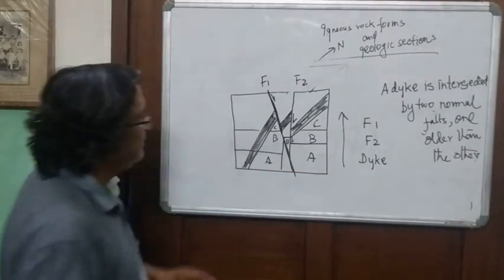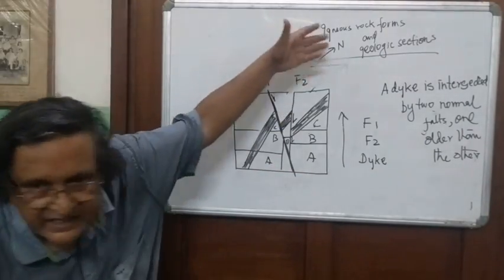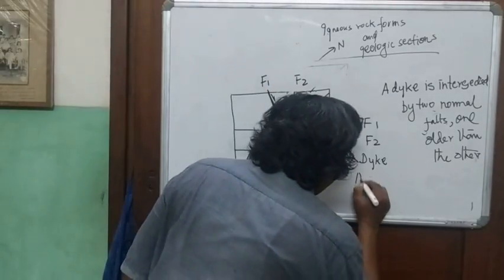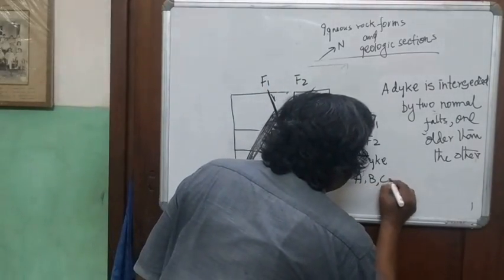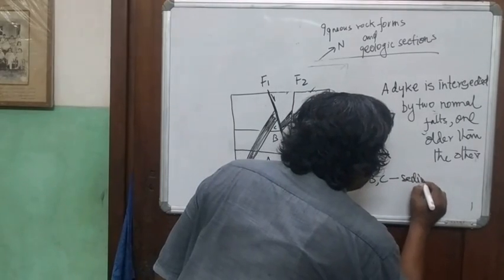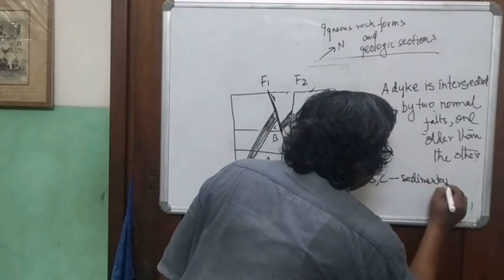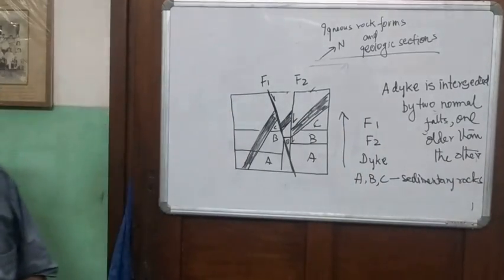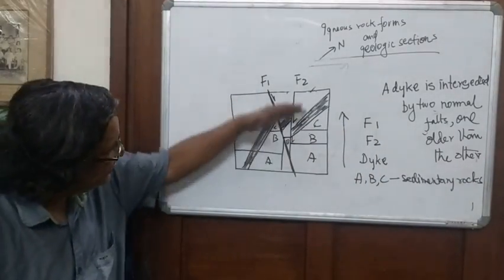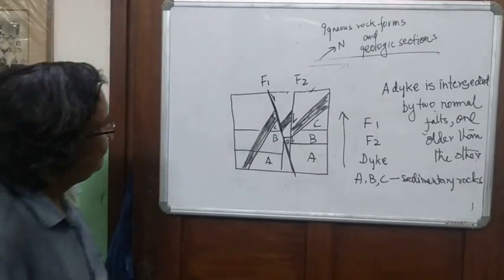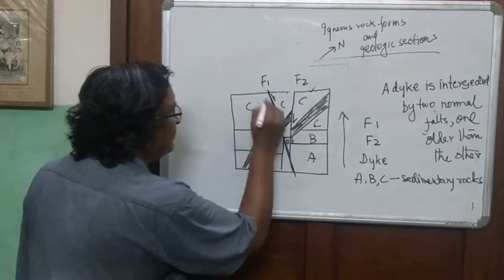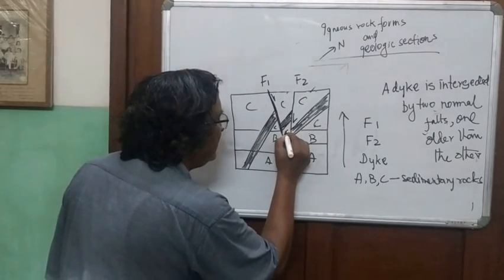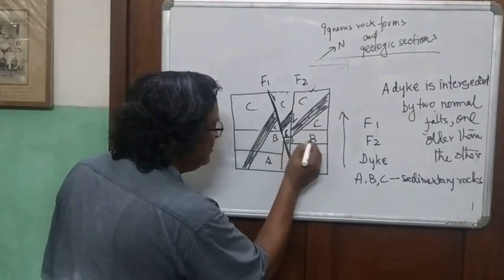And somewhere this should be. You can add D, etc., depending on what you want to add. So there is A, B, C sedimentary rocks. So you have a set of sedimentary rocks ABC. See, this is C. These are all C. This is B, tapered off.